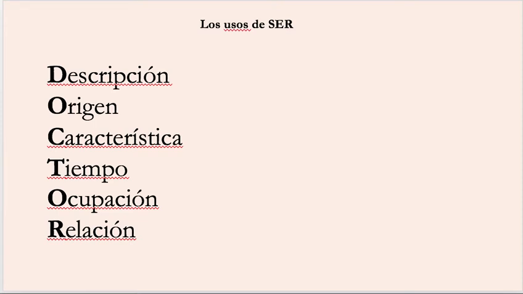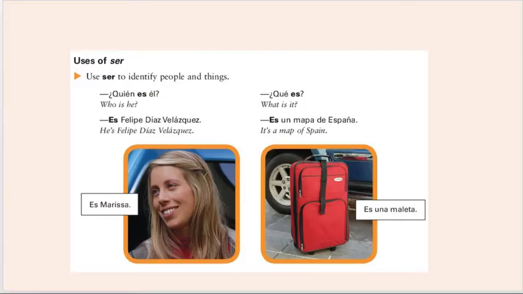Ocupación. Yo soy profesor. Vosotros sois estudiantes, ¿no? Y relación. Ella es mi madre. Él es mi padre. A few of the other uses of ser, according to the book, are to identify people and things. Por ejemplo, ¿quién es él? Who is he? Es Felipe Díaz Velázquez. He's Felipe Díaz Velázquez. Or ¿qué es? What is it? Es un mapa de España. It's a map of Spain.